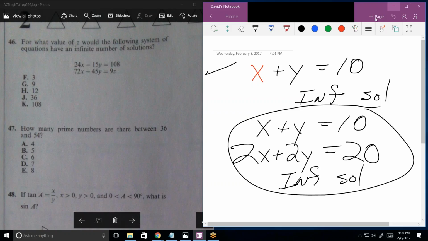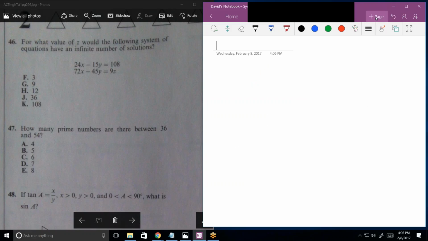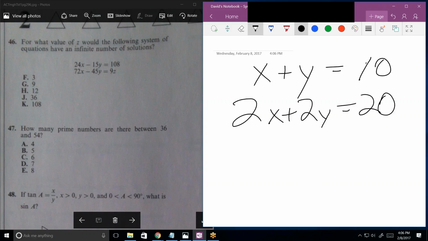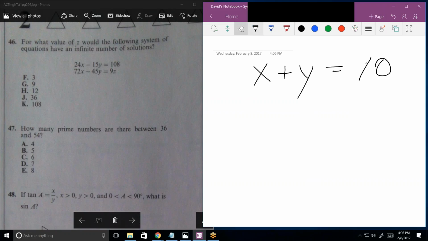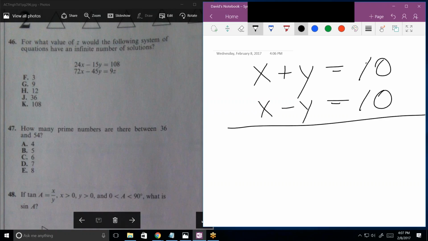Now, before we go on, let's talk about simultaneous equations. If I say x plus y equals 10, infinite number of solutions. If I say 2x plus 2y equals 20, haven't changed anything, still infinite number of solutions. What if I say x minus y equals 10? Isn't that still an infinite number of solutions? Well, the way to figure it out is to try to solve it.